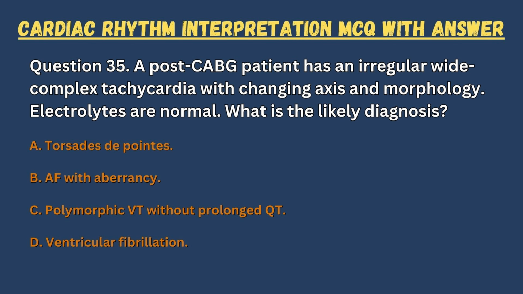Question 35. A post-CABG patient has an irregular wide complex tachycardia with changing axis and morphology. Electrolytes are normal. What is the likely diagnosis? A. Torsades de pointes. B. AF with aberrancy. C. Polymorphic VT without prolonged QT. D. Ventricular fibrillation.